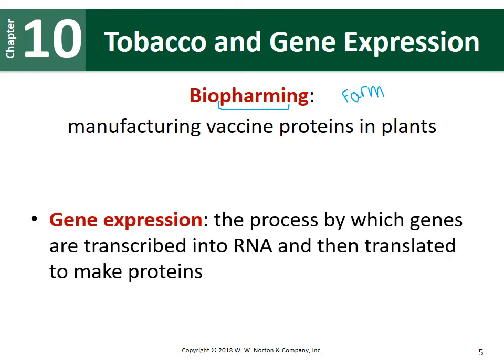So how this is done is through a process called gene expression. In our tobacco plants, we have to have the gene to create those proteins for the pathogen. That tobacco plant will then express those genes to create the proteins. This is a process by which genes are transcribed, the first step, into an RNA molecule, and then that RNA molecule is translated to make the proteins. So this is what we're going to be looking at within this chapter: gene expression, transcription, and translation.